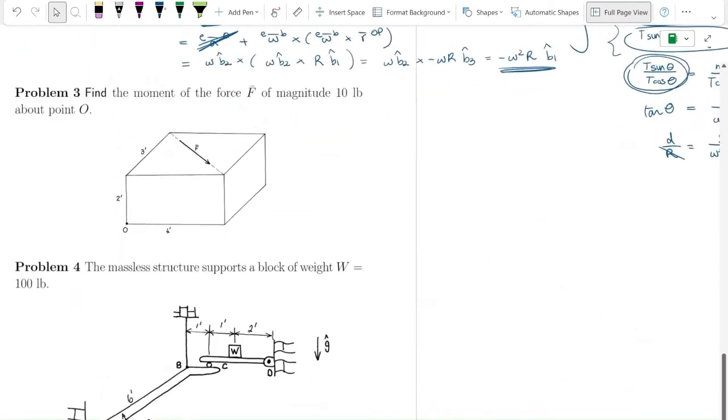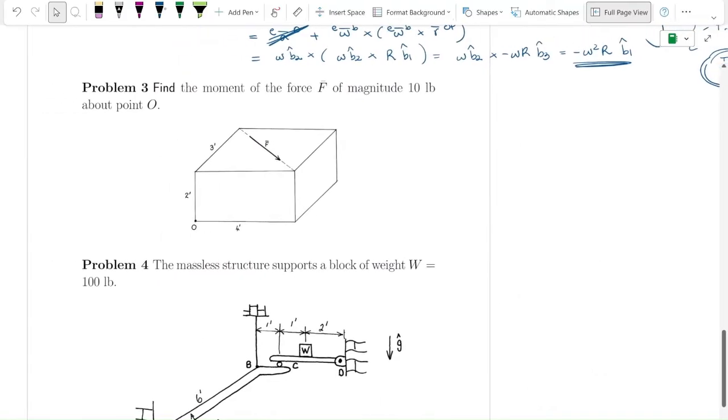Okay, problem 3. Find the moment of the force F of magnitude 10 pounds about point O. This is point O. And the force is acting along this line, I think it's called the line of action. Okay, so the first thing to do is we see this probably calls for vectors because the force is pointing in a direction that's crooked, right? It's along the hypotenuse of this triangle.